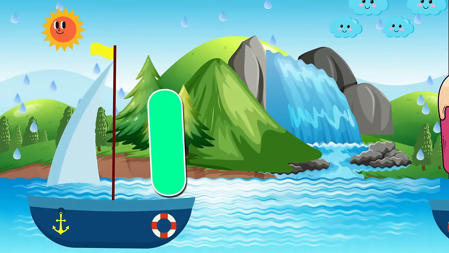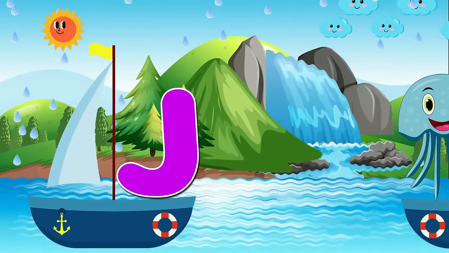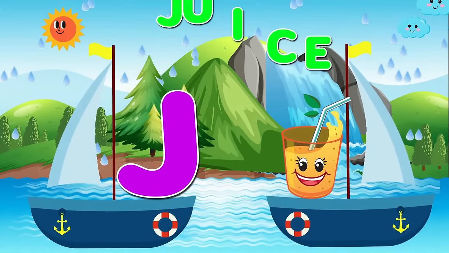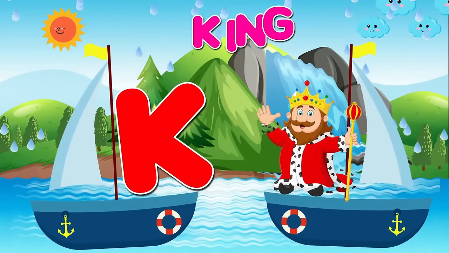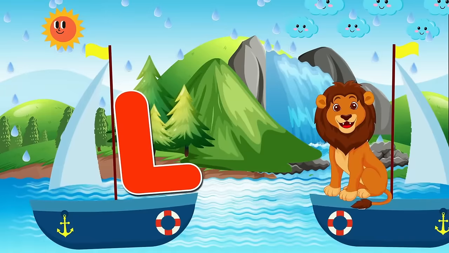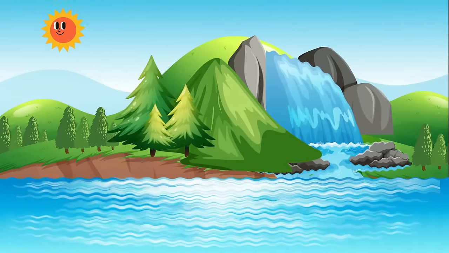I for ice cream. Ink. J for jellyfish. Juice. K for key. King. L for lion. Leaf.